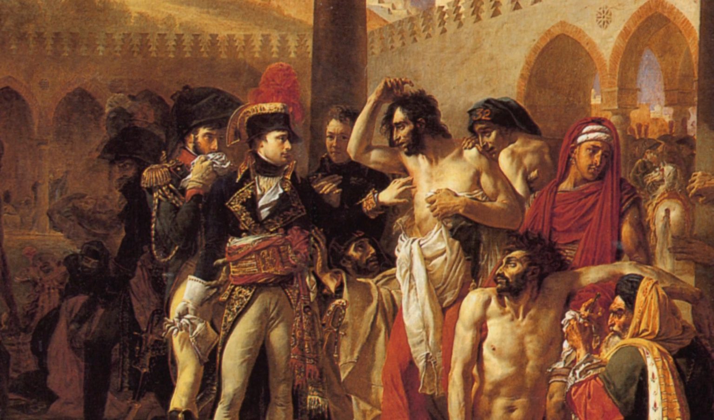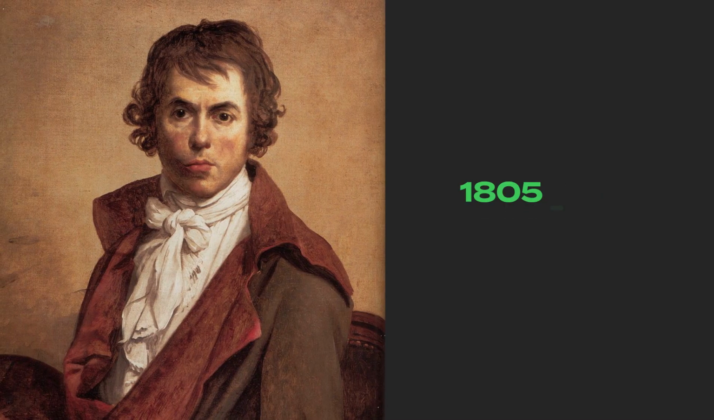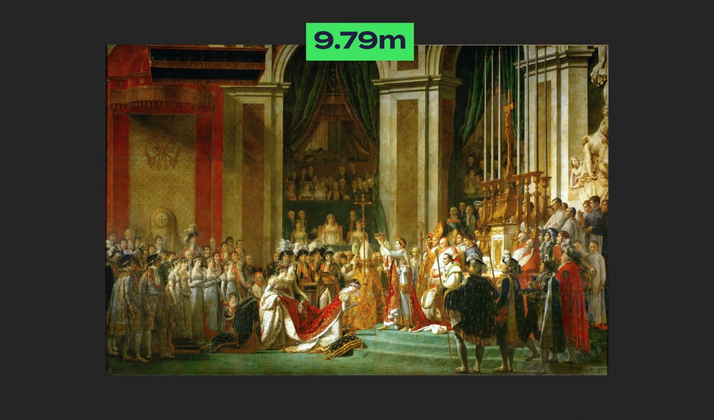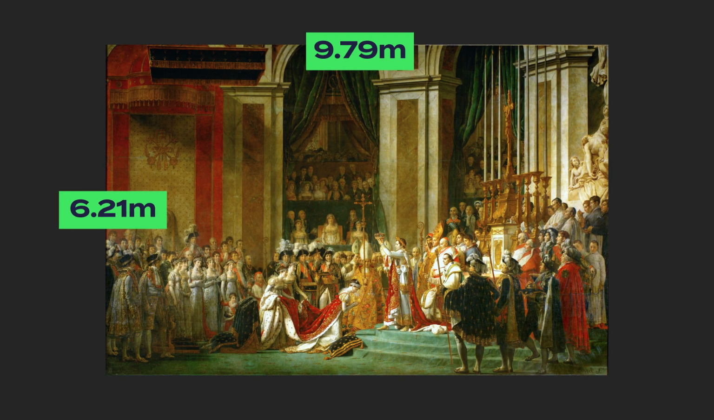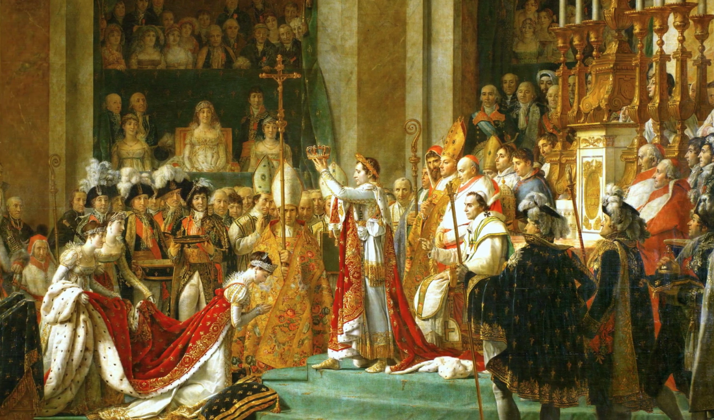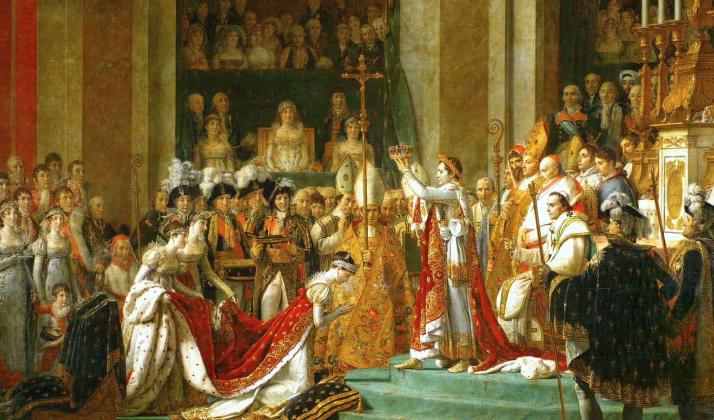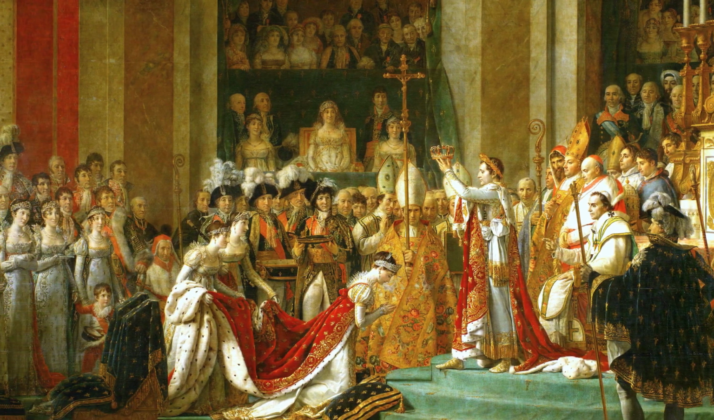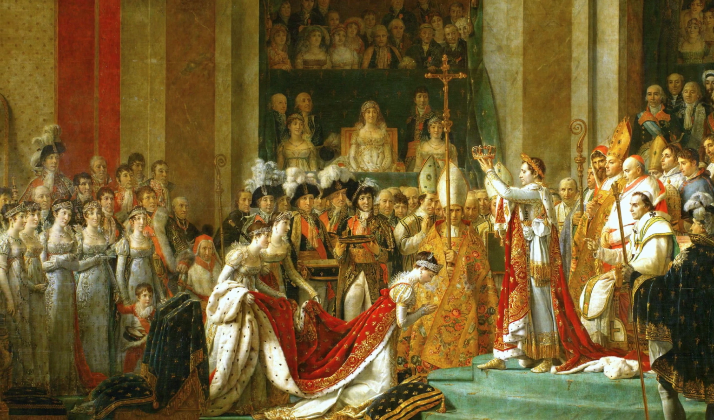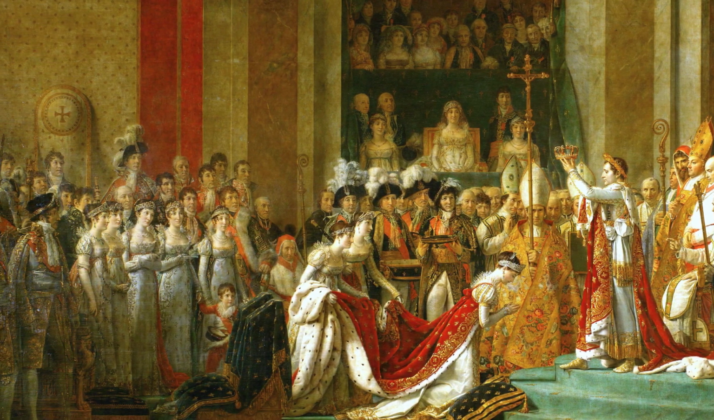Another famous painting of Napoleon is called the Coronation of Napoleon, created by Jacques-Louis between 1805 and 1807. It's a big painting measuring 9.79 meters by 6.21 meters, and it's a mix of art and storytelling. It tells a historical fact that everyone knows, the crowning of Emperor Napoleon. But it also has a touch of propaganda because it dramatizes the ceremony, showing off the grandeur of the new imperial regime.